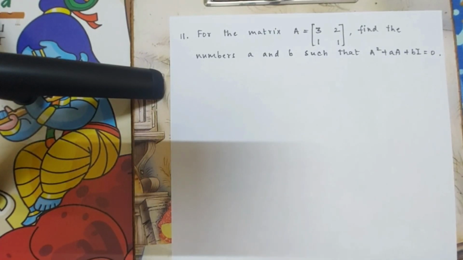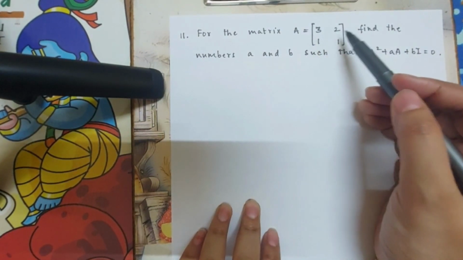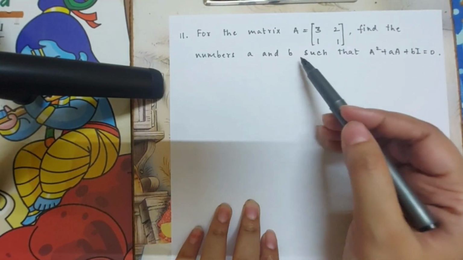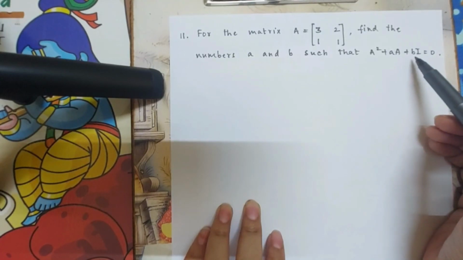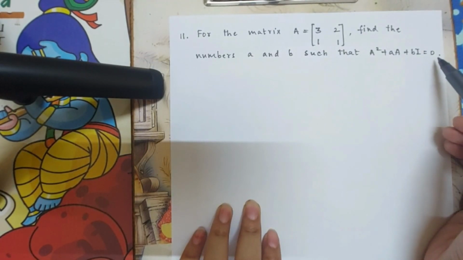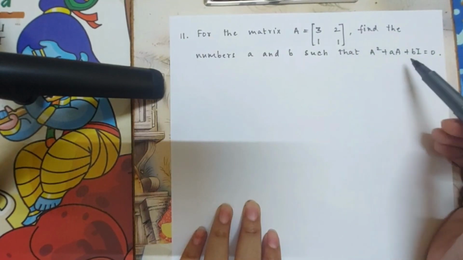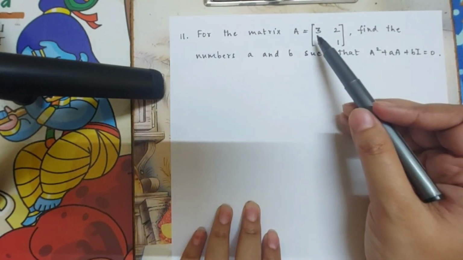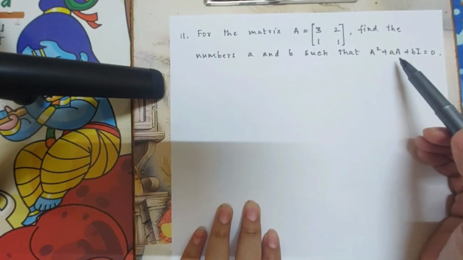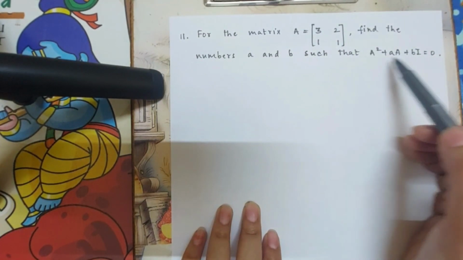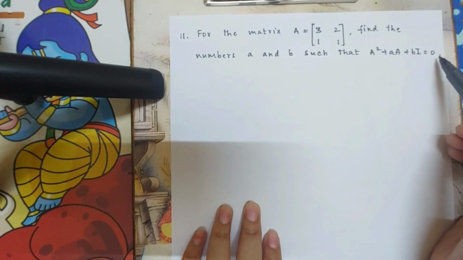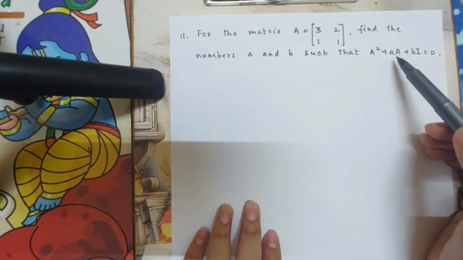So our next question is, for the matrix A = [3 2; 1 1], find the numbers a and b such that A² + aA + bI = 0. We can actually solve this using two different methods. One is taking A² first, multiplying matrix A with A, considering the identity matrix [1 0; 0 1] and multiplying that with b, adding everything, and that will be equal to 0, and then comparing LHS and RHS and getting the values of a and b.